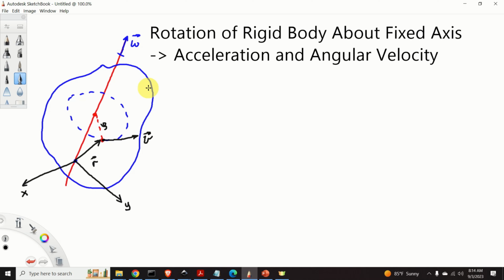Hello everyone and welcome to Dynamics Lectures. In this lecture, we will derive the expressions for acceleration and angular velocity of a rigid body that rotates about a fixed axis.